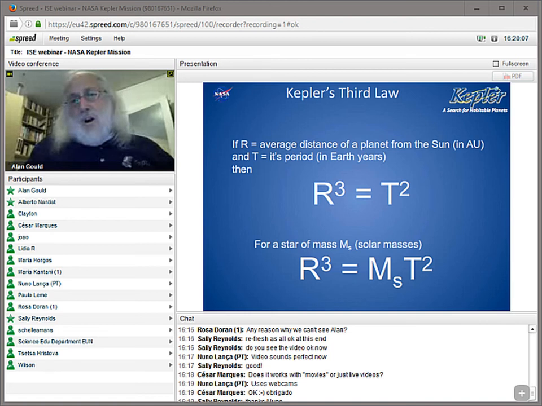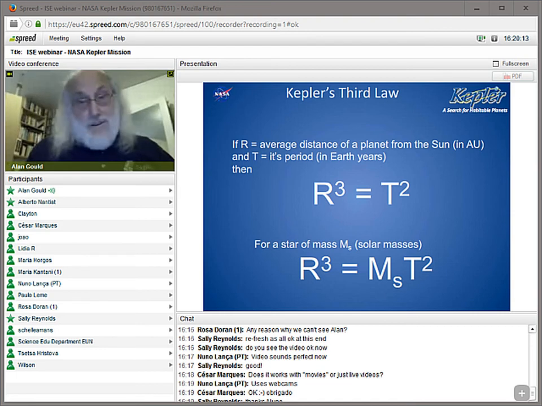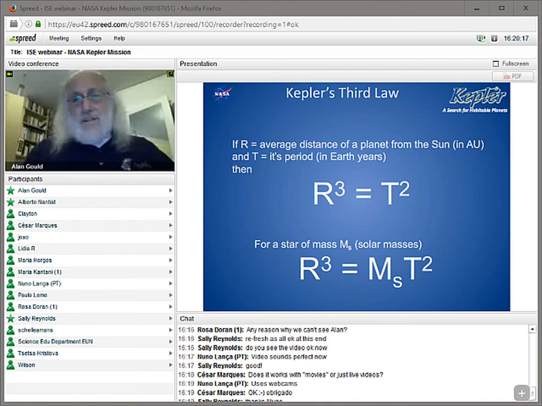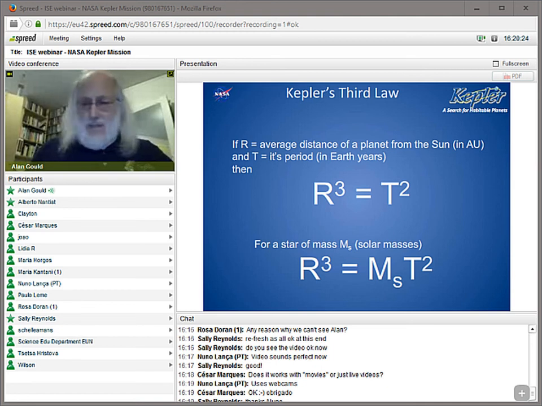Now that simple equation, r cubed equals T squared, is Kepler's third law. But for another star, Newton's universal law of gravitation enters into the picture. The bigger the star is, the more it affects the distance the planet will be from the star. So we have this mass of the star factor in that equation.